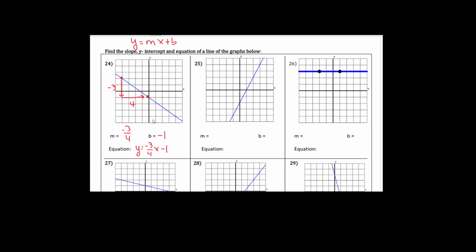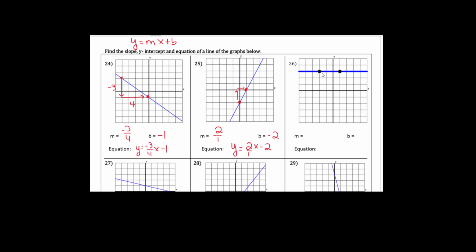For the next problem, let's go ahead and find two good points. So let's say I pick this good point here and this one. So right there I found the rise to be 2 and the run 1. So this would be 2 over 1. And now the y-intercept is at negative 2. So that means our equation would be y equals 2 over 1 x minus 2.